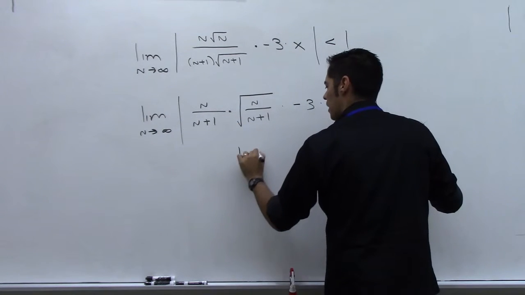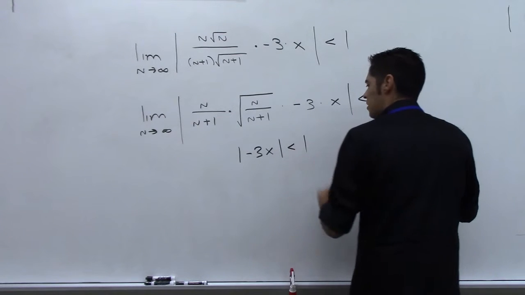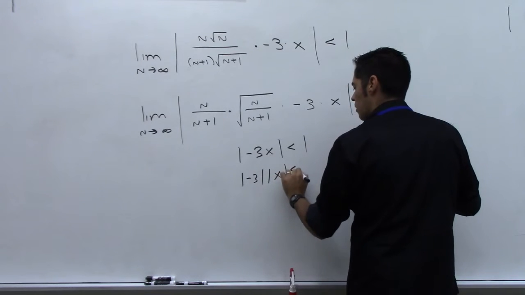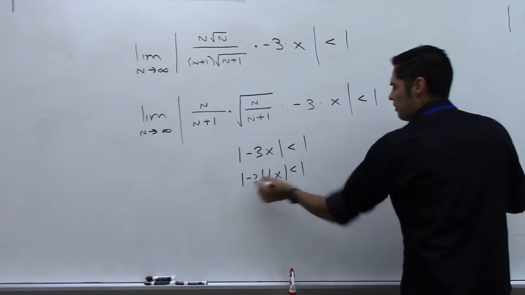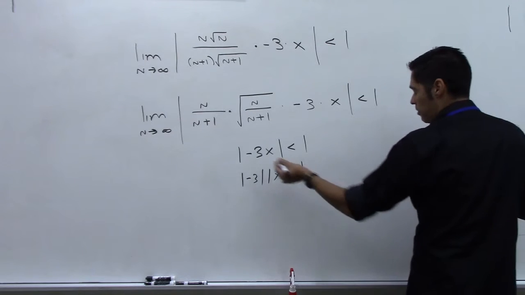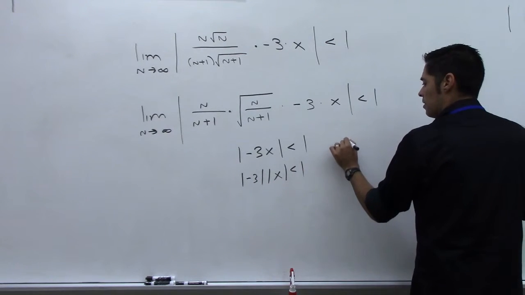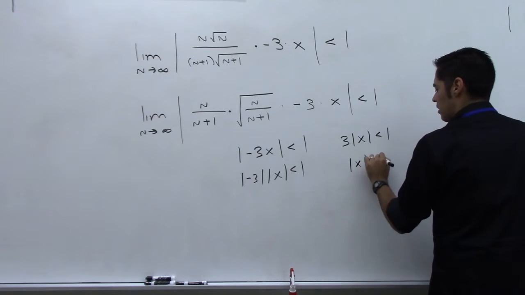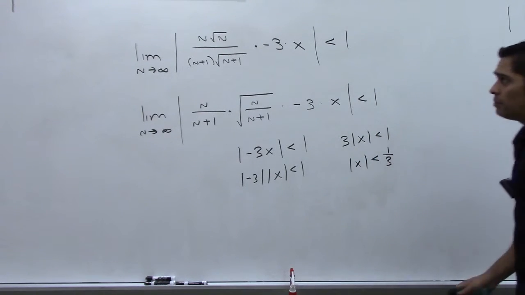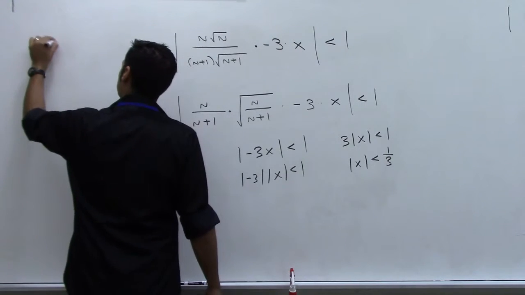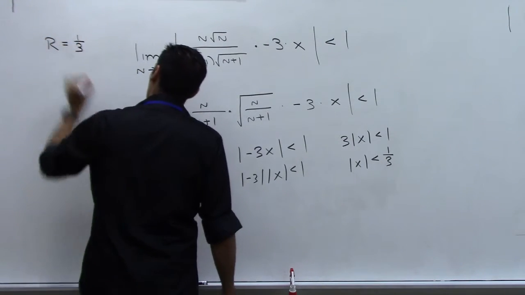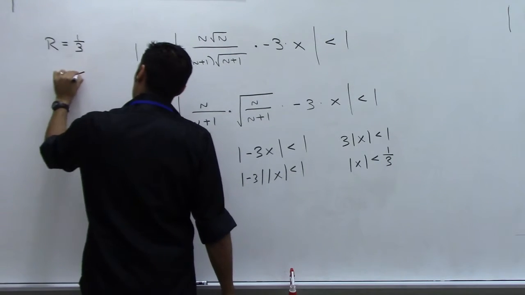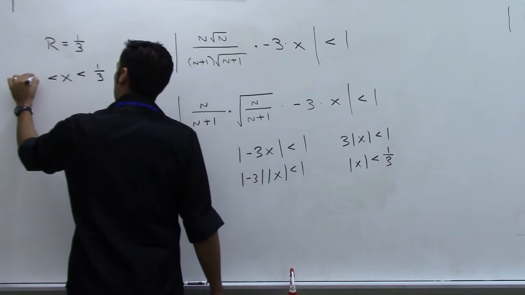So all I'm left with is negative 3x, absolute value less than 1. Then I pull the negative 3 away from the x using properties of absolute values. The absolute value of negative 3 is just 3. So this is really 3 times the absolute value of x less than 1, which means that the absolute value of x is less than 1/3. So my radius of convergence is 1/3. And now I need to check my interval. So far my interval is x must be less than 1/3 and greater than negative 1/3.